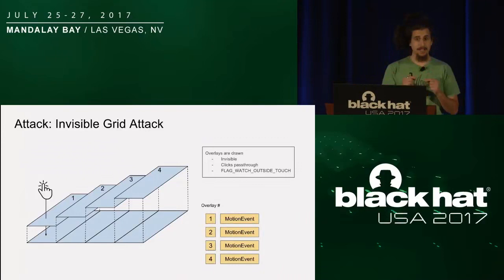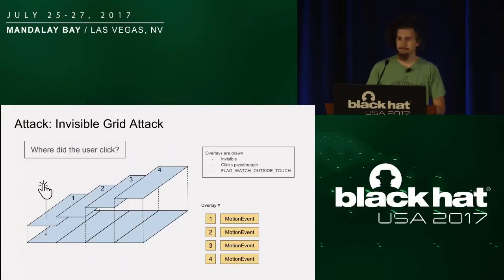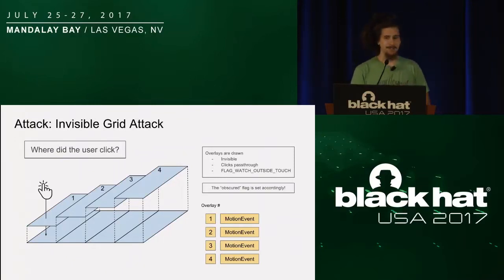Of course, the coordinates are not set because of the security mechanism I mentioned before, but they are going to receive a motion event. And the goal of the attacker is to understand where the user clicked. Well, we found out that the way the obscure flag is implemented actually allows the attacker to understand exactly where the user clicked. The way it works is the following.